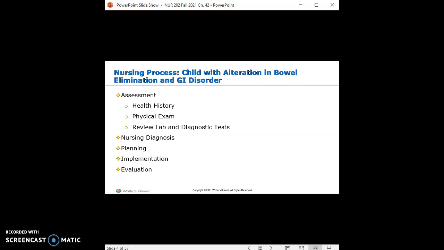So you have a list of common laboratory and diagnostic tests. 42.1 talks about an abdominal ultrasound. Please take time, read through these, be familiar with what a test does, why it might be ordered, and what the nurse needs to think of.